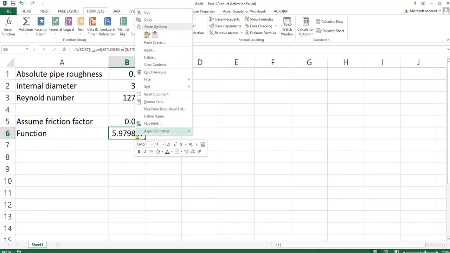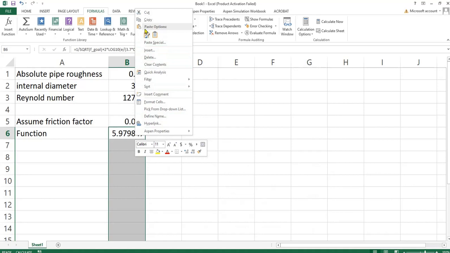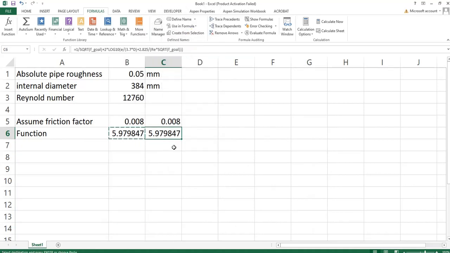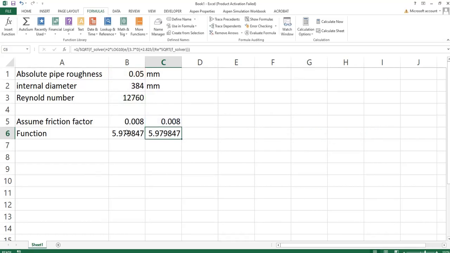Now I need to copy this. Sorry, I need to copy this formula. So the formula is there. So this, I'll change this. Change this to this. Change this to this. So same thing.